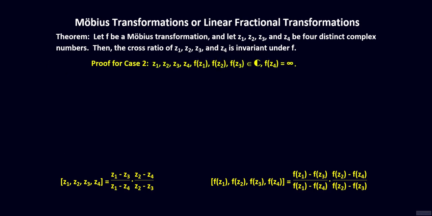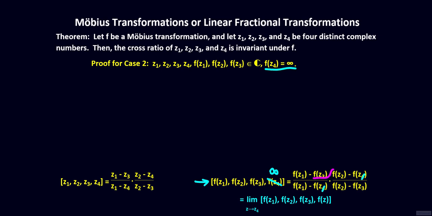In the proof for case 2, f of z sub 4 is the point at infinity. We interpret the cross ratio of f of z sub 1, f of z sub 2, f of z sub 3, and f of z sub 4, which we are assuming is infinity, as the limit of the cross ratio of f of z sub 1, f of z sub 2, f of z sub 3, and f of z, as z tends to z sub 4.